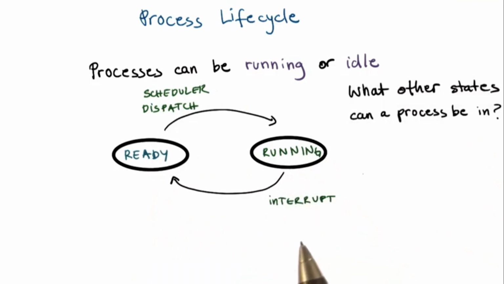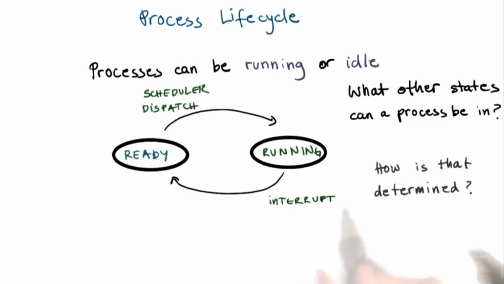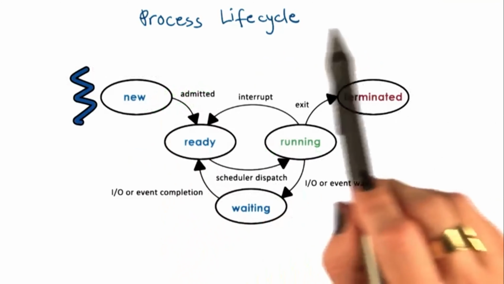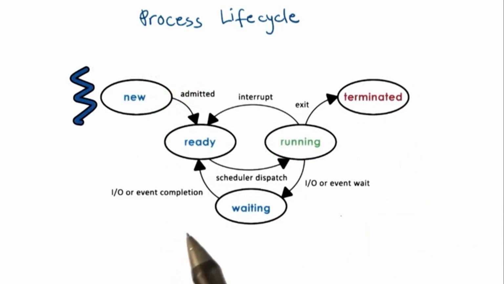What other states can a process be in? And how is that determined? To answer that question, let's look at a general illustration of the states that a process goes through throughout its life cycle.